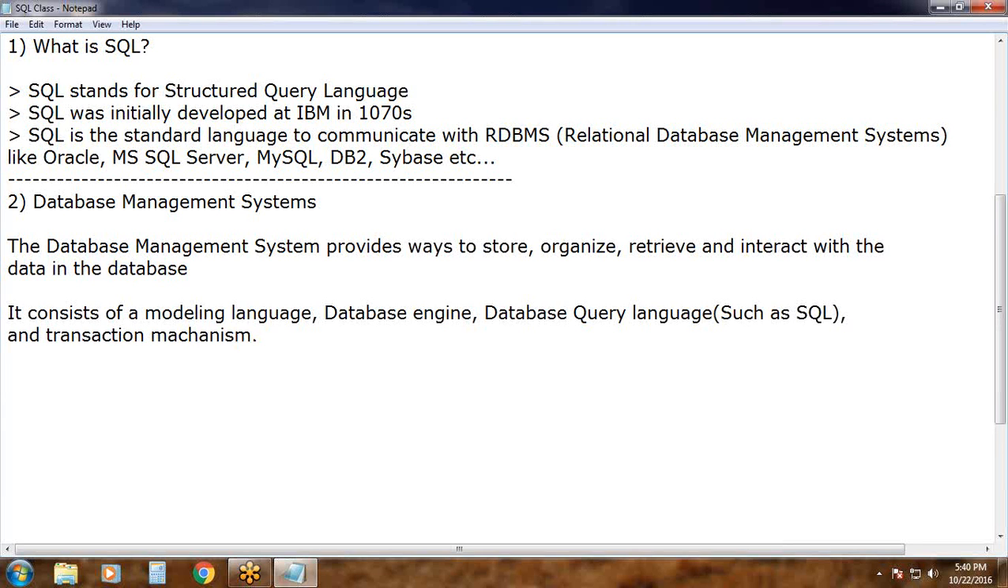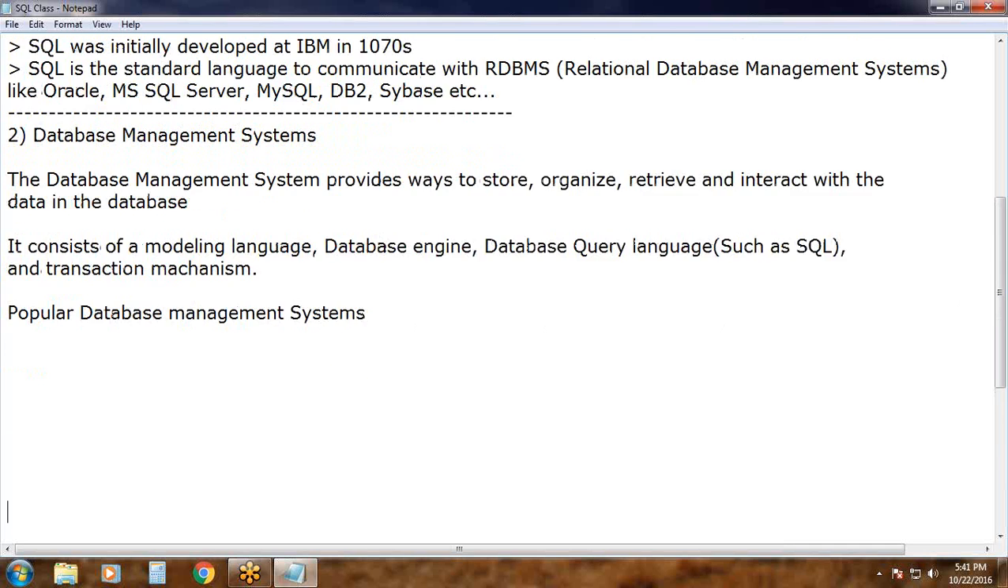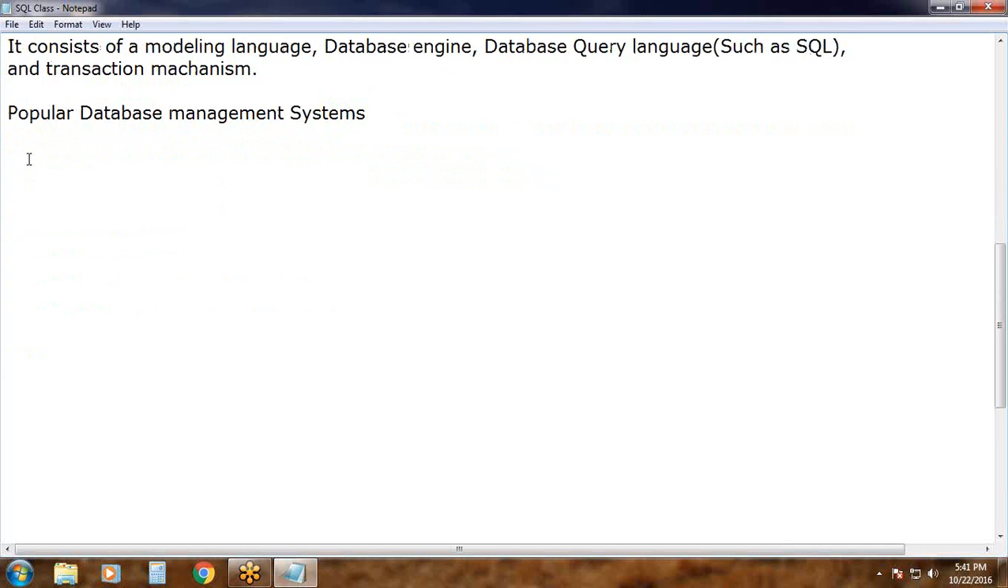Okay. Now tell me, Ravindra, popular database management systems. Oracle. Is Oracle commercial software or free or open source? I think it's commercial, sir. Commercial. But a free edition is also there. That is a limited edition. But enterprise editions are commercial editions.